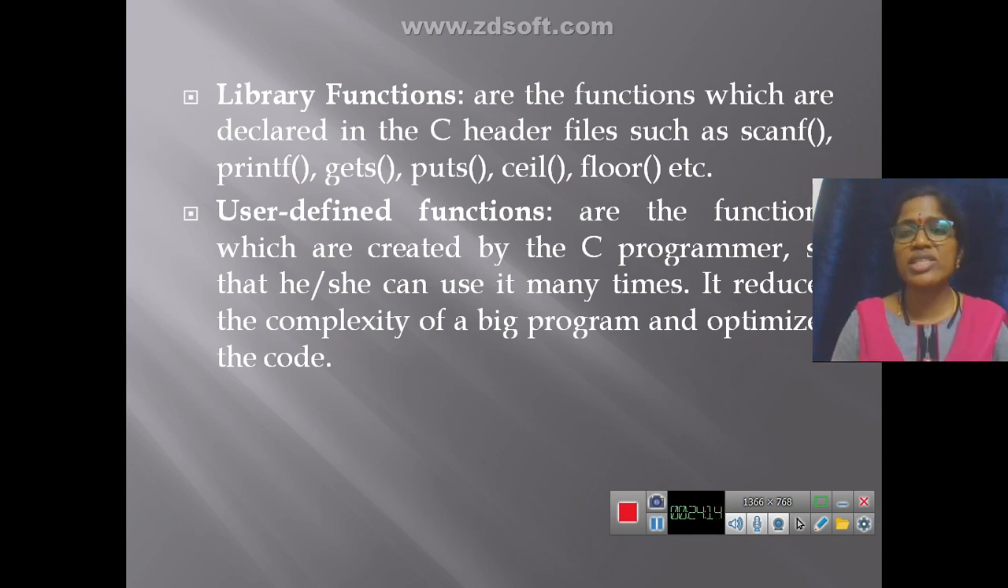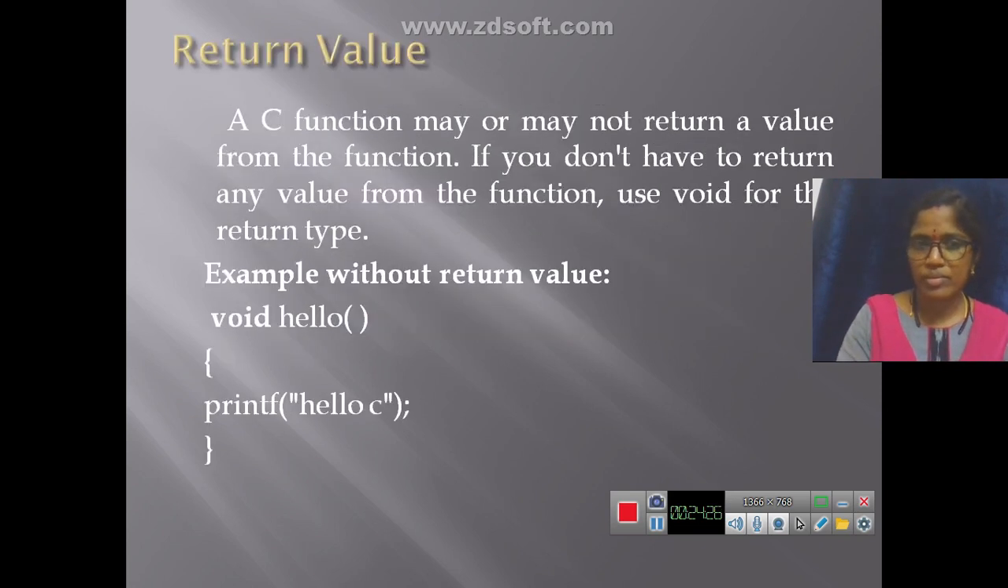So these are the functions which are created by the C programmer so that he or she can use them many times. It reduces the complexity of a big program and optimizes the code. Optimizes means minimizes the code. So writing a function makes a huge difference, compared to not writing one. Simply, I will tell you an example.